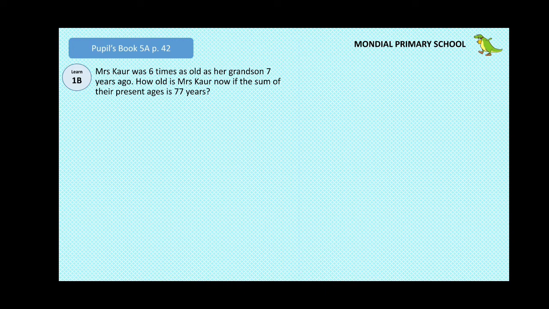Okay, let's read the problem together. Mrs. Kaur was 6 times as old as her grandson 7 years ago. How old is Mrs. Kaur now if the sum of their present ages is 77 years?